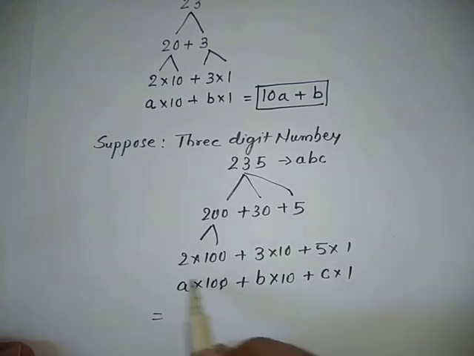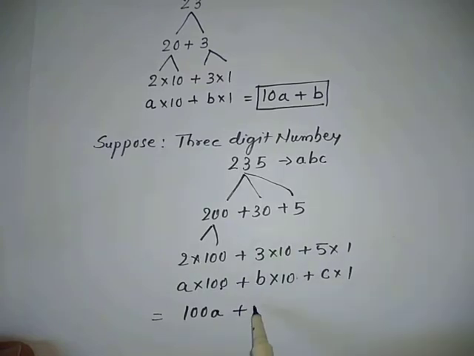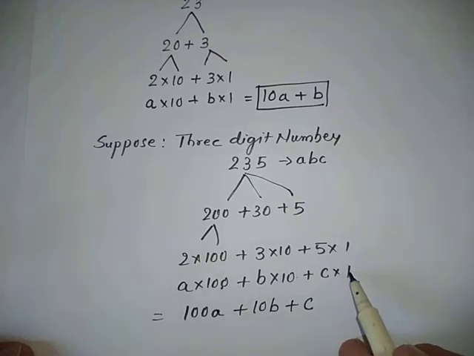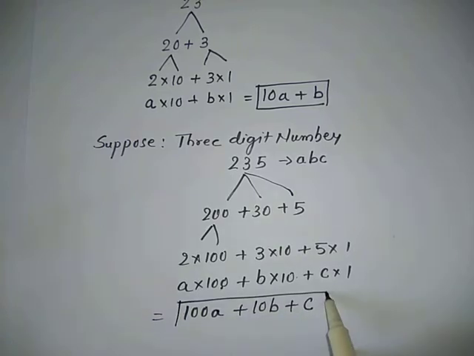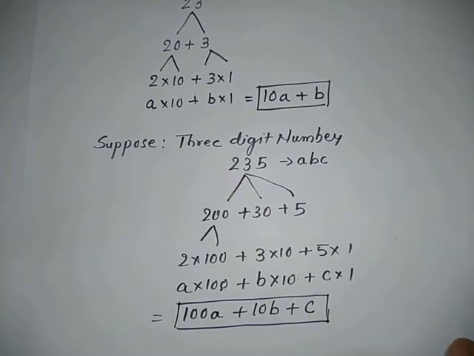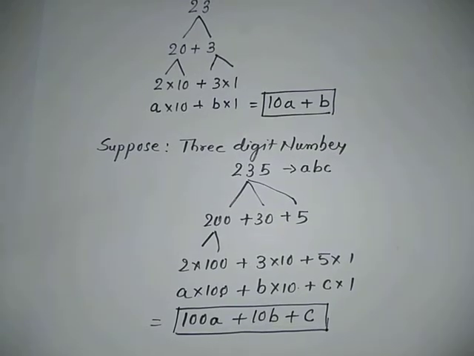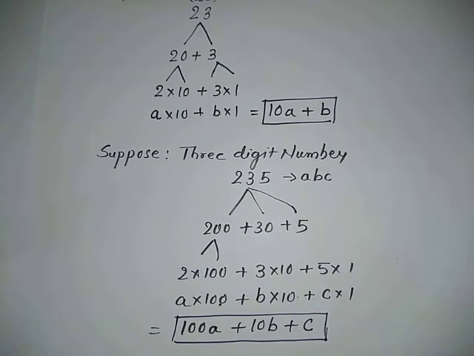So if we write down 100 into A, it means 100A, then 10B plus C only. We are not writing the coefficient 1, it is a silent one. So for a three digit number, the format is 100A plus 10B plus C. Same way you can go for 4 digit numbers also, 5 digit numbers also. Hope this much is clear to everyone. Now we proceed for the next thing.